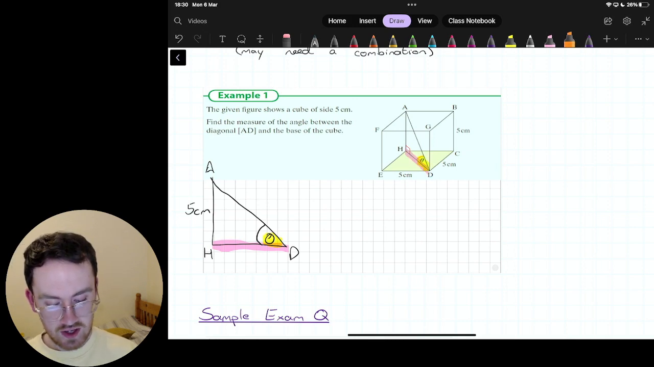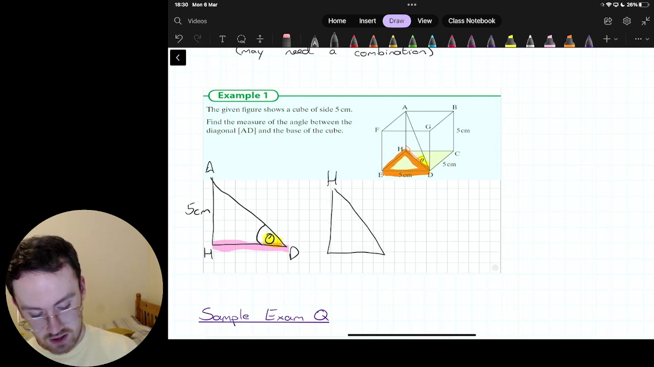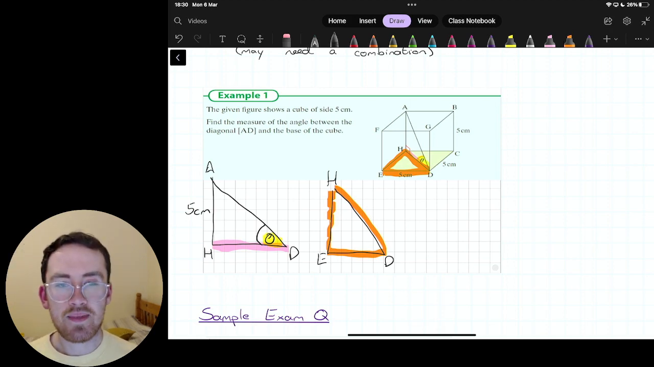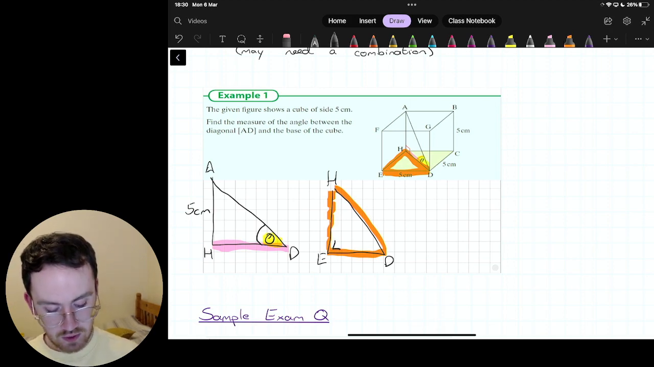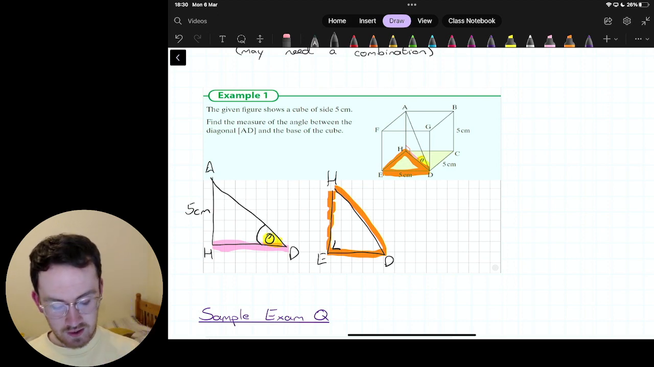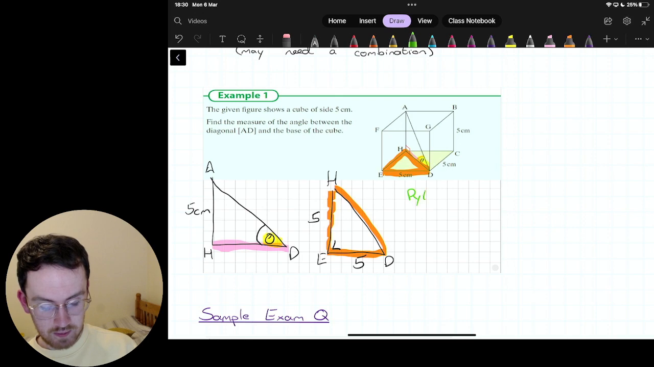We could use a trig ratio. If we look at this alternative triangle, HED, marked in where I have the orange there, this triangle is on the base of the cube, so it has a square base, which means that the corner at E is going to be a right angle. I know that each of these sides is 5 because it's a cube, and I was told that each side is 5 centimeters.